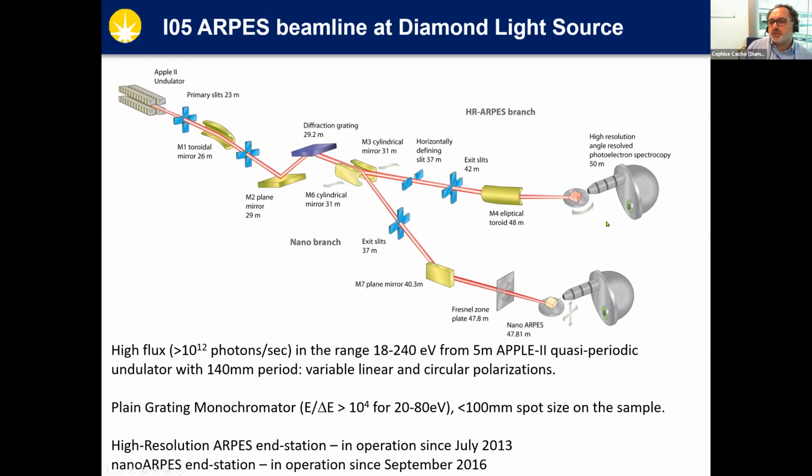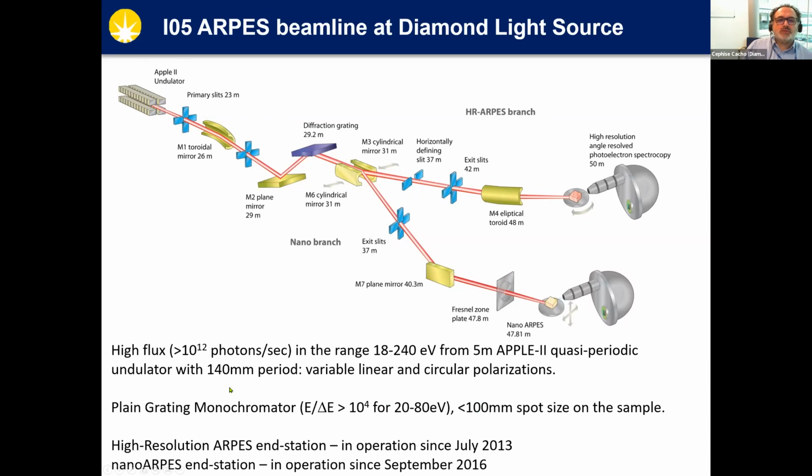There's one for high resolution, so low temperature, high momentum resolution. And then there's another end station with some technical differences, which is for nano-ARPES, so sub-micron ARPES. So the beam here is focused very tightly on the sample.